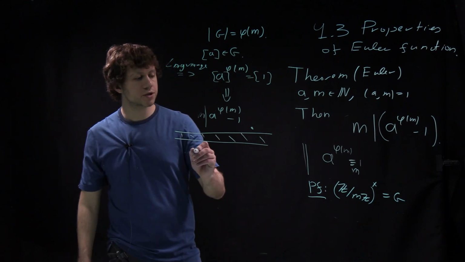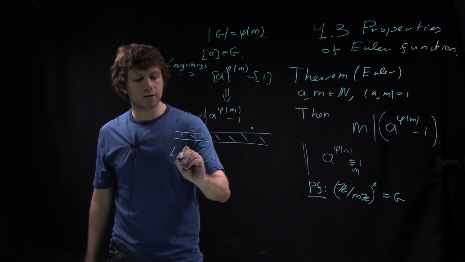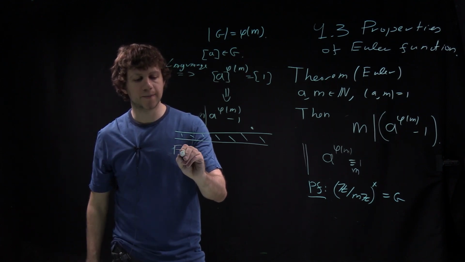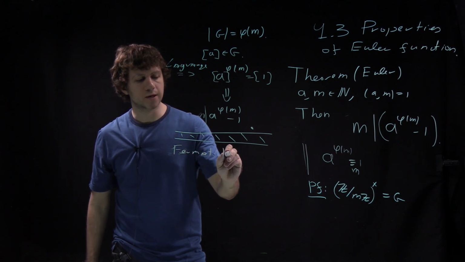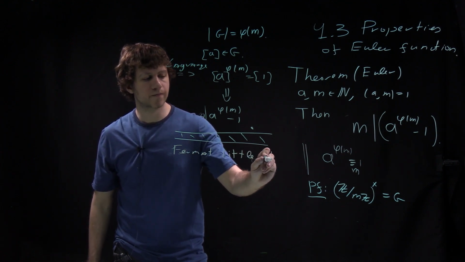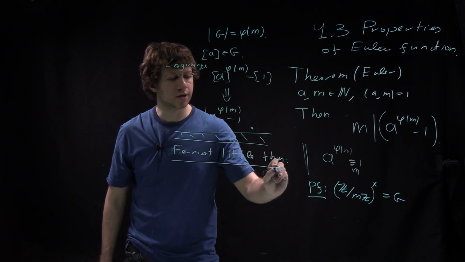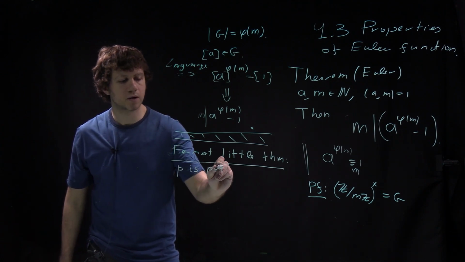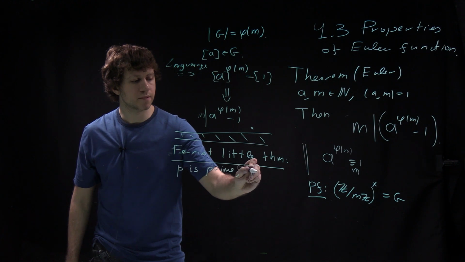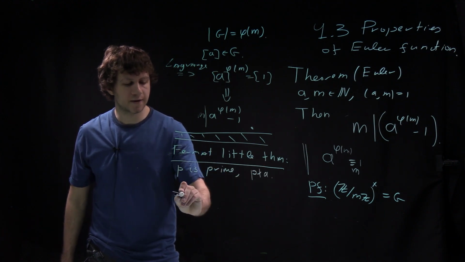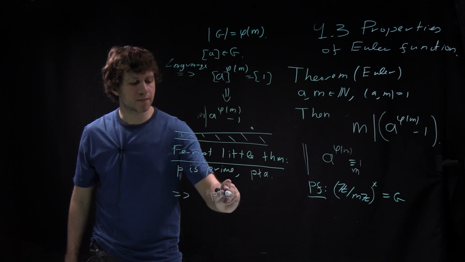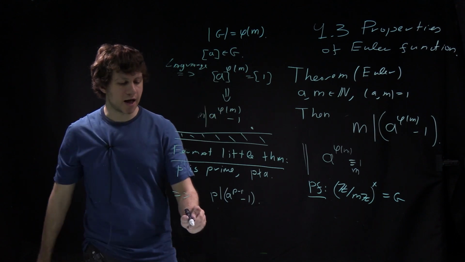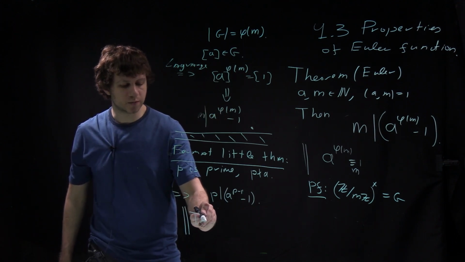And this has a corollary, Fermat's little theorem, which is the following very beautiful special case. If p is prime and p does not divide a, then p divides a power p minus 1, minus 1. And of course, this is just take m equal to p and you get it.